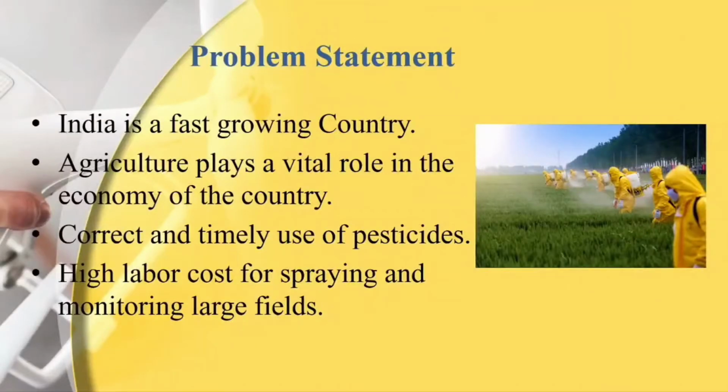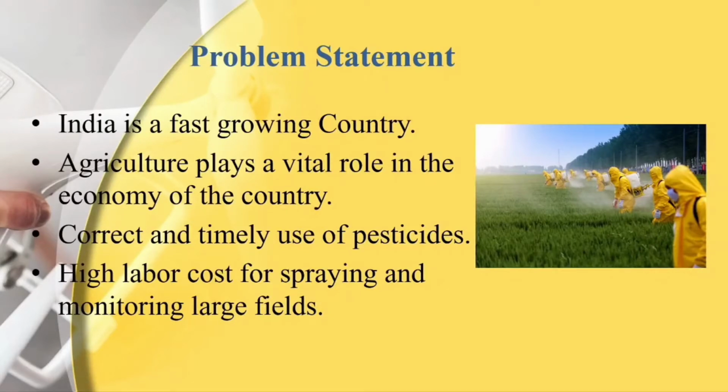India is a fast growing country, and to fulfill the food requirements of the growing population, it is very important to make the agricultural sector strong by using smart technologies and without causing any damage to the environment. The agricultural sector plays a really important role in the economy of the country. We need to ensure that the pesticides which are sprayed over the crops are used correctly and sprayed timely so that it does not damage the crop.